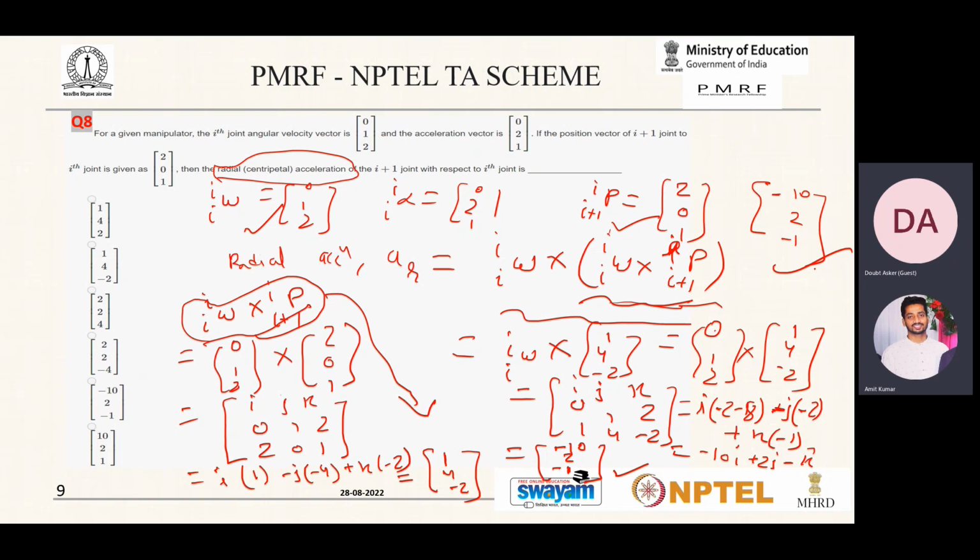So this is nothing but the expression for, or the value of, the radial acceleration A R. So minus 10, 2, minus 1. So which one is that in the options? This one. So this one is correct. So this is how you get the radial acceleration.